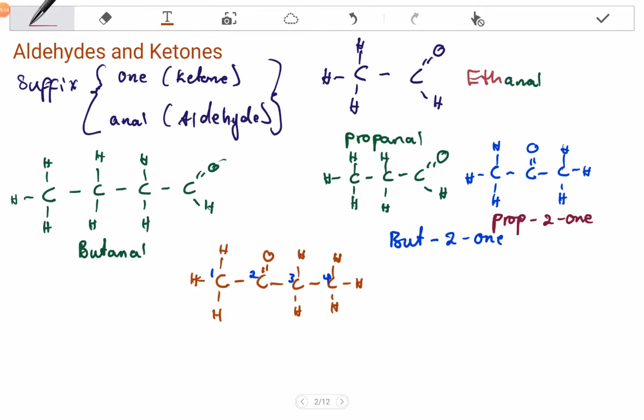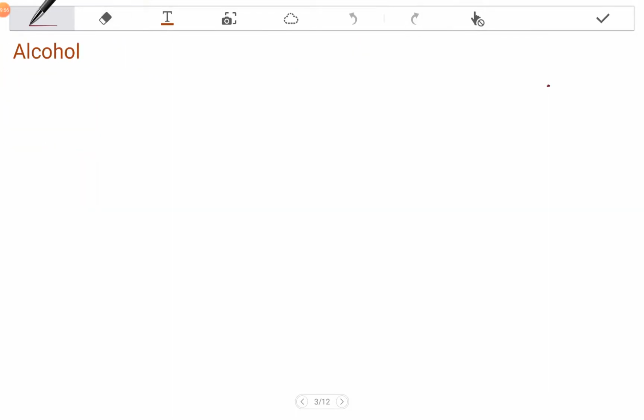So let's move on to alcohols. Alcohols are organic chemistry compounds that have the functional group named hydroxyl. The functional group of alcohol is given by this OH, hydroxyl.